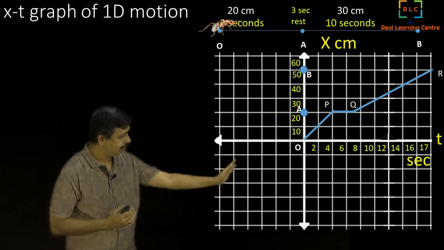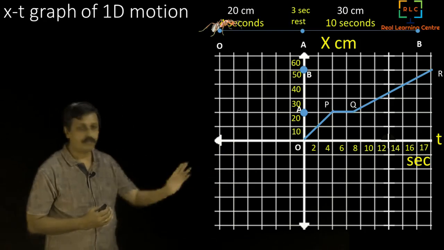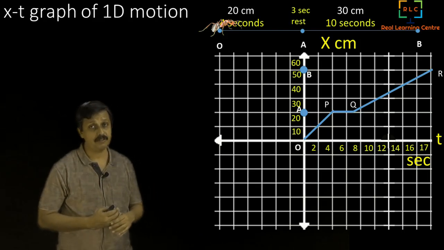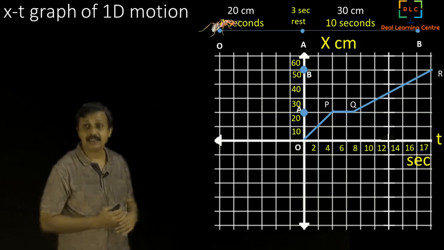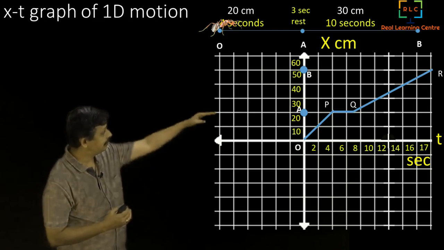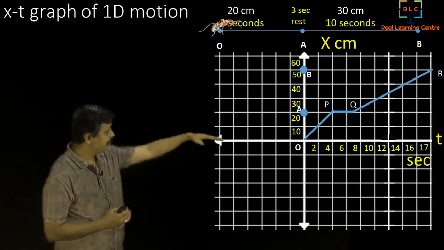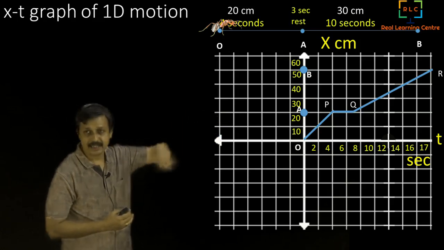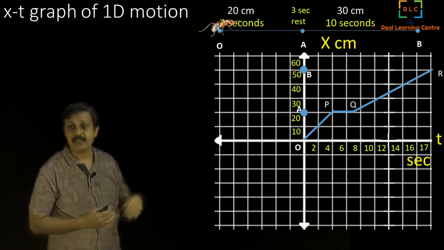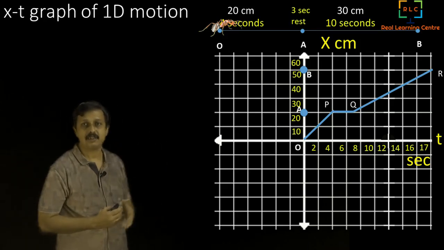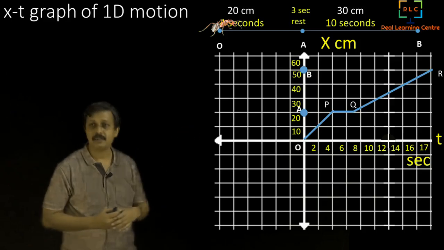After 2 seconds, after 4 seconds, like that. After 4 seconds, where is it? It is about 20 centimeters. So now my vertical axis is marked 10 centimeters, 20 centimeters, 30 centimeters. That means 10 centimeters is one level, 20 centimeters is the second level. So you can see very clearly that after 4 seconds it is at P. Okay, so mark a point at P.